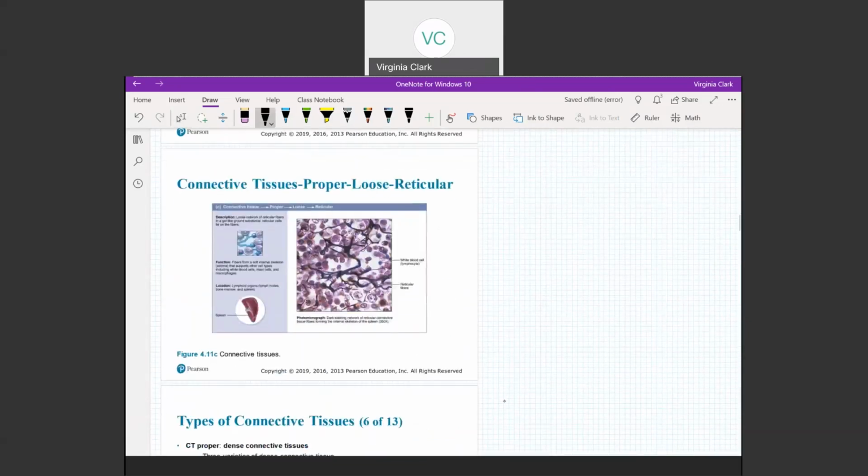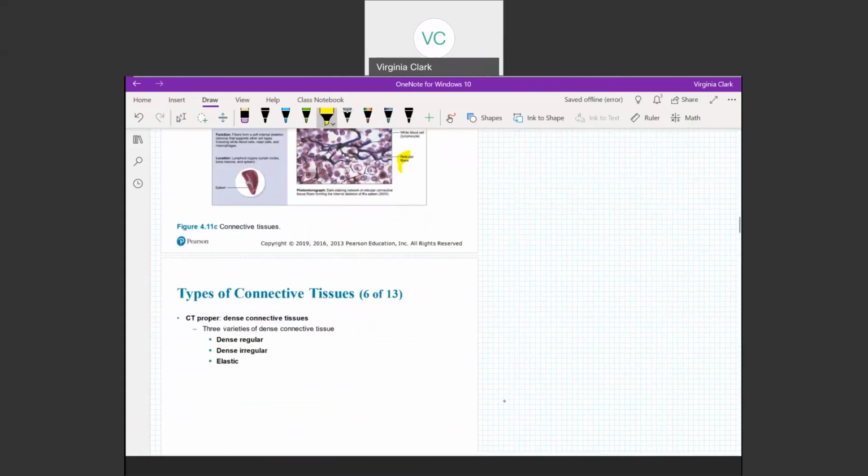And you can kind of see it right here. You only have one type of fiber. That's going to be the reticular fibers. Okay, so that was all of our loose connective tissue. This is going to be the next subclass, which is going to be dense connective tissue.